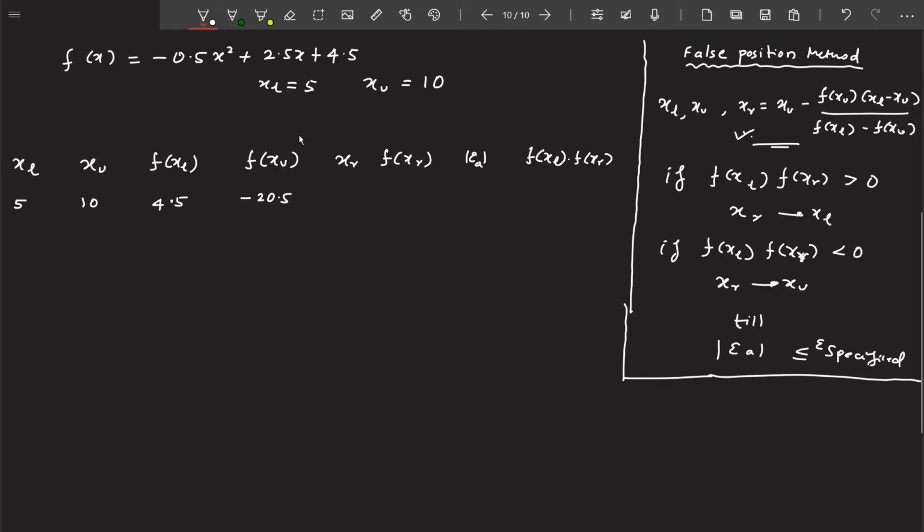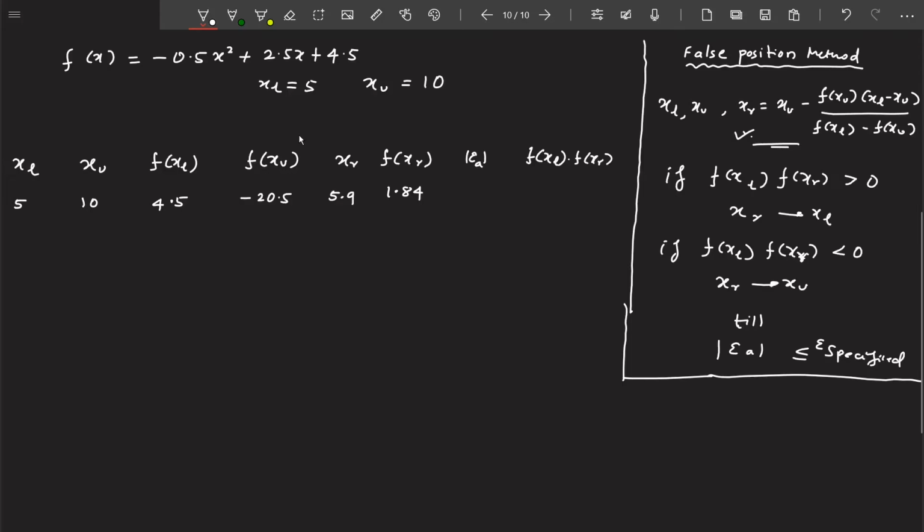So if you do so, the value of xr comes out to be 5.9. And when you substitute the value of 5.9 in fx, the value of fxr comes out to be 1.84. Now for percentage approximate error, I don't think you will be able to find out percentage approximate error at this point, since this is the first iteration. So let's move on.